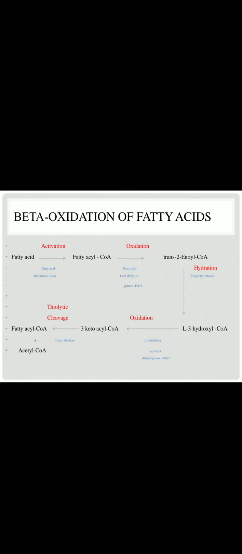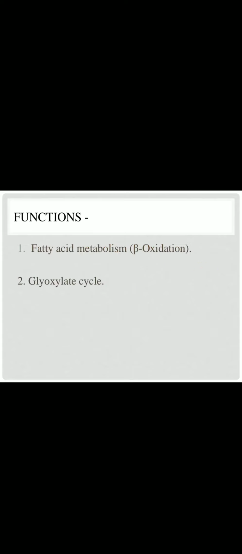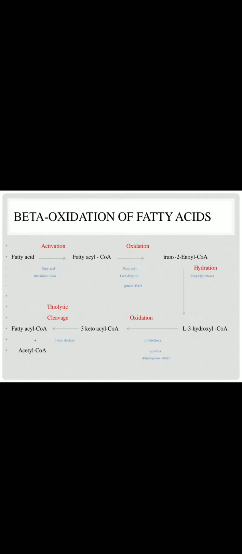Then fatty acyl CoA, in the presence of the enzyme fatty acyl CoA dehydrogenase, is converted to trans 2 enoyl CoA. Then this trans 2 enoyl CoA undergoes a hydration reaction to form L3 hydroxyacyl CoA in the presence of the enzyme enoyl hydratase. So trans 2 enoyl CoA is converted to L3 hydroxyacyl CoA by the enzyme enoyl hydratase.